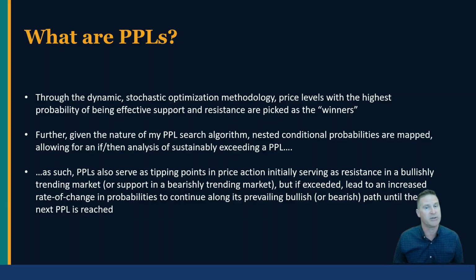So in other words, PPLs are traditional support and resistance levels. I'm using Bayesian AI optimization algorithms to determine them, and they can also serve as tipping point or acceleration points in price levels if they're exceeded.